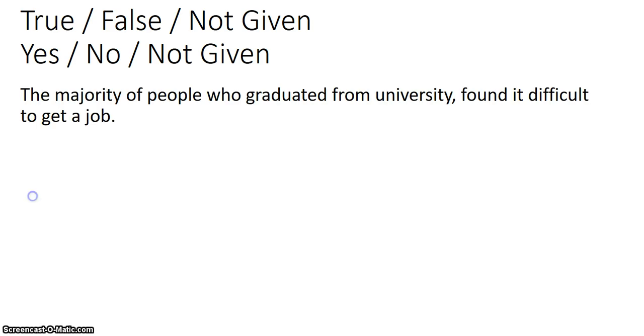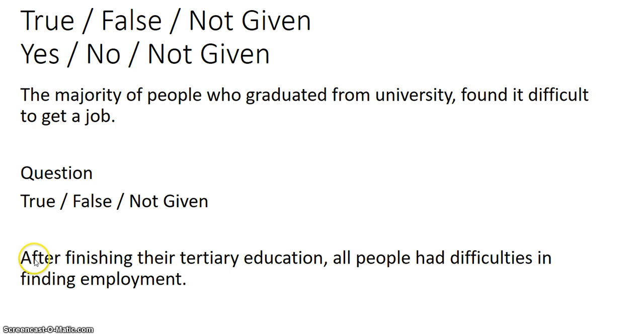So let's start with a very small example of what we mean by this kind of question. The majority of people who graduated from university found it difficult to get a job. So this, for example, is the kind of sentence that you would get in the reading text. And then after the text you would have the question, true, false, not given, and then you will have this. So you have a statement and we have to see if this statement agrees, contradicts, or there is no link and no information given in the text itself.